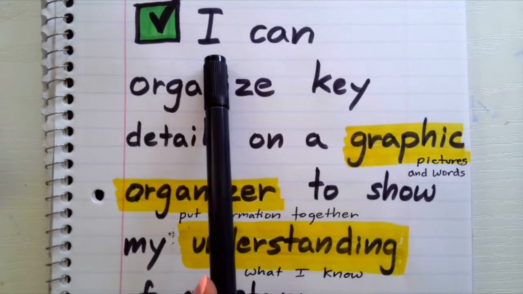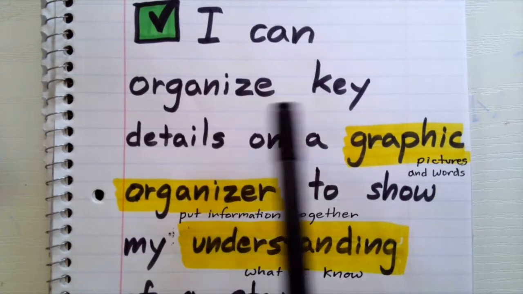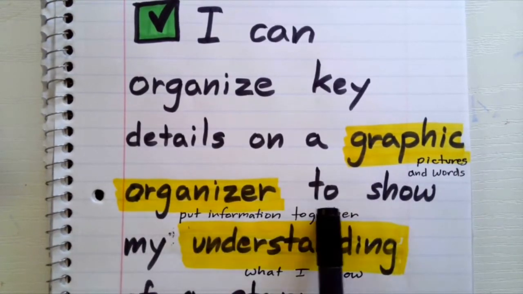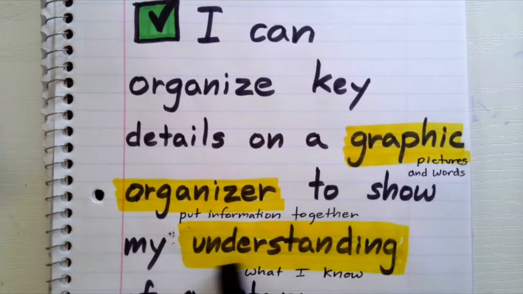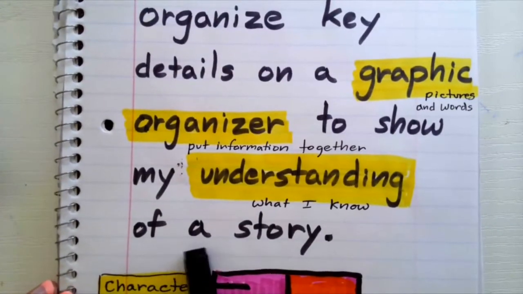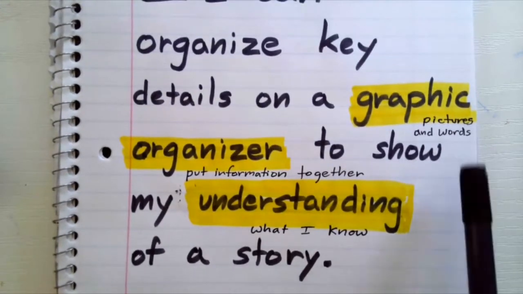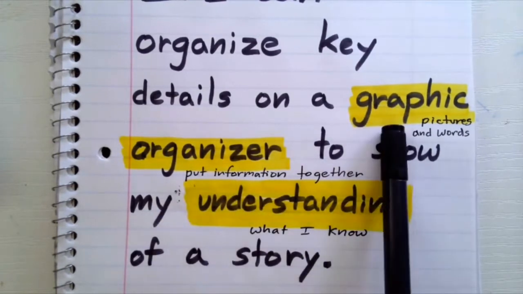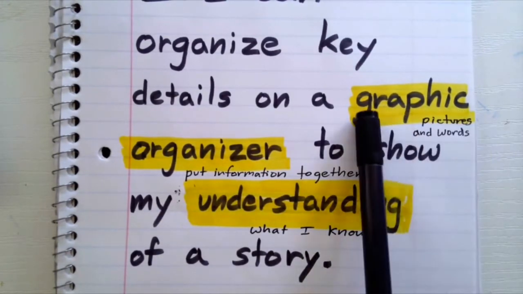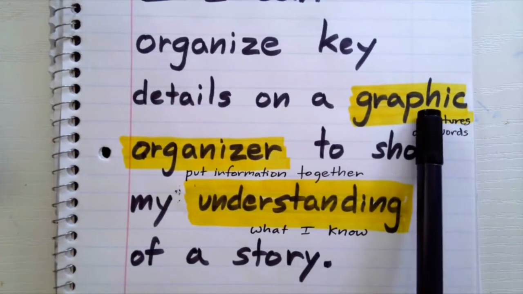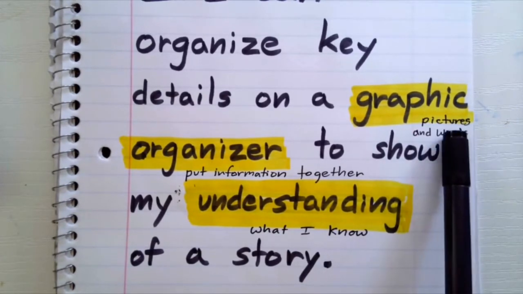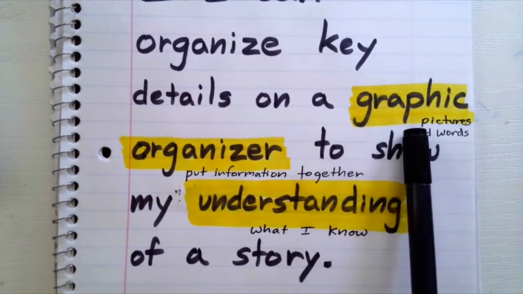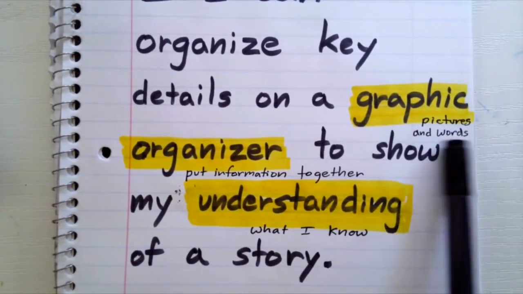Ready? Begin. I can organize key details on a graphic organizer to show my understanding of a story. Graphic organizer is made up of two words. The first word, graphic, has a root word, graph. That means pictures and words. Ic means having to do with. So anything that is graphic means having to do with showing pictures and words.